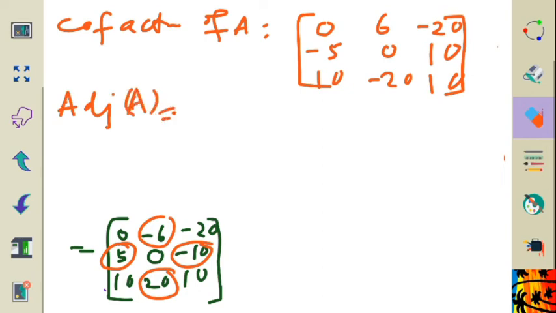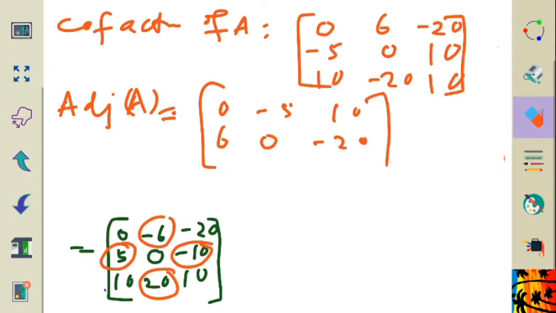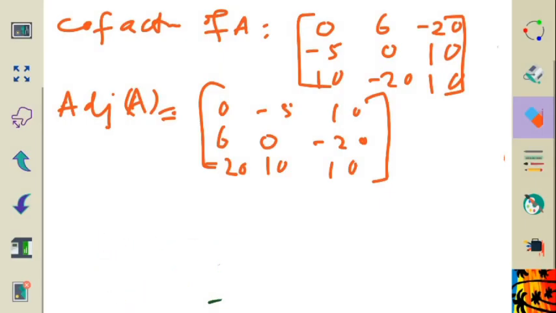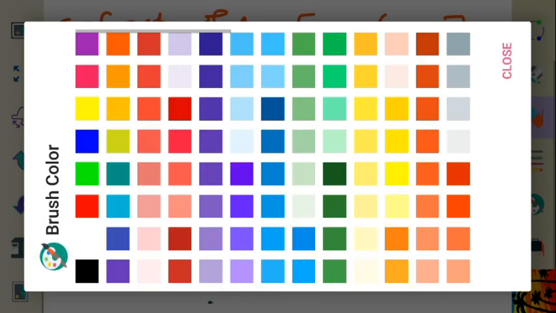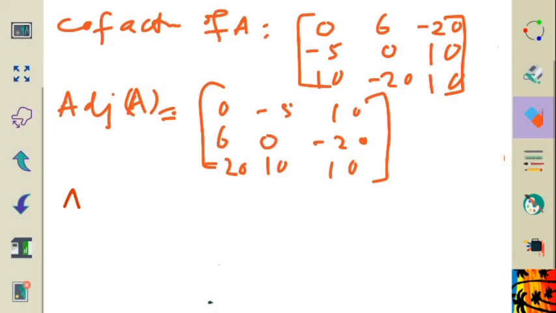For adjoint, it is nothing but the transpose of these cofactors. 0, minus 5, 10. This is 6, 0, minus 20, and this is minus 20, 10 and 10. Clear? So now let us find A inverse. So your A inverse will be written as 1 by determinant of A multiplied by adjoint of A.